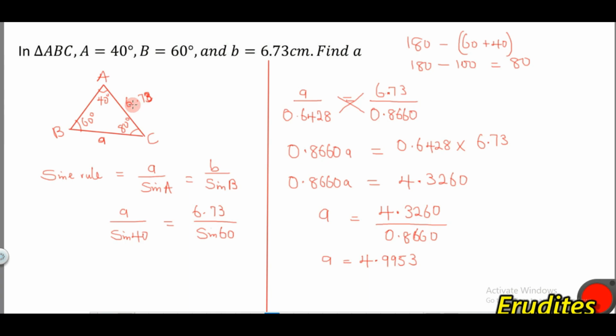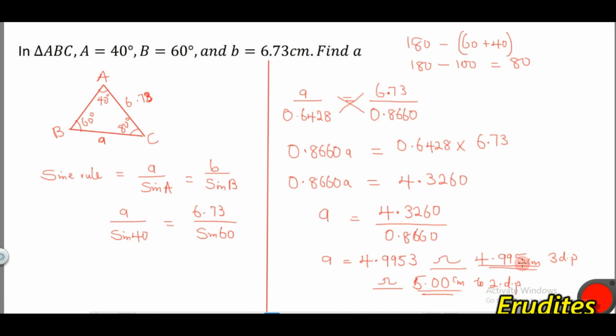My length here is in two decimal places, so I will approximate it to two decimal places. So this will be approximately 4.995, or approximately 5.00 centimeters. So you can leave your answer like this, you can also leave your answer like this. This is to two decimal places and this is to three decimal places.